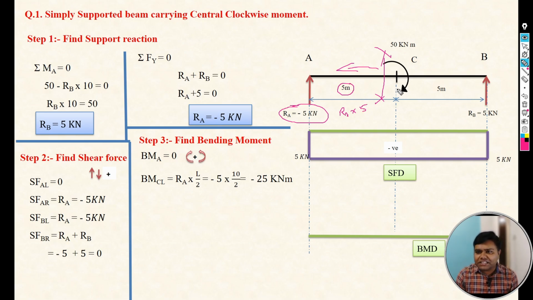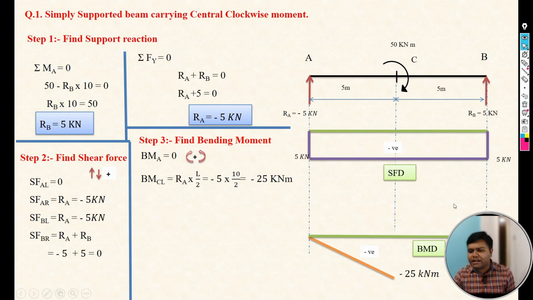We are taking the section at C left, which means exactly at the C point, not at a far distance. That section is very close to the C point, but we are focusing on the left of that C point. Now Ra is minus 5, so minus 5 into 5 is minus 25. So the moment at C left is minus 25 kilonewton meter. It means our bending moment diagram will go down.